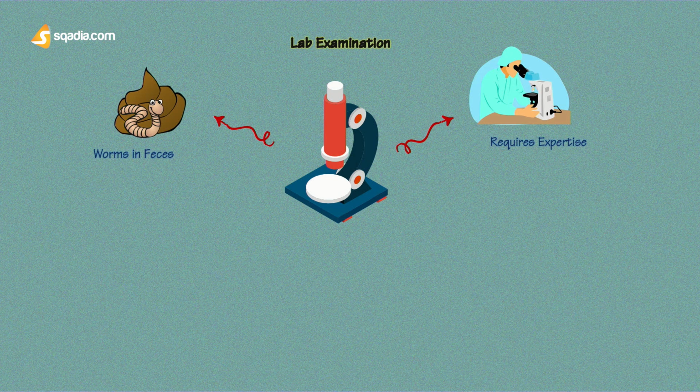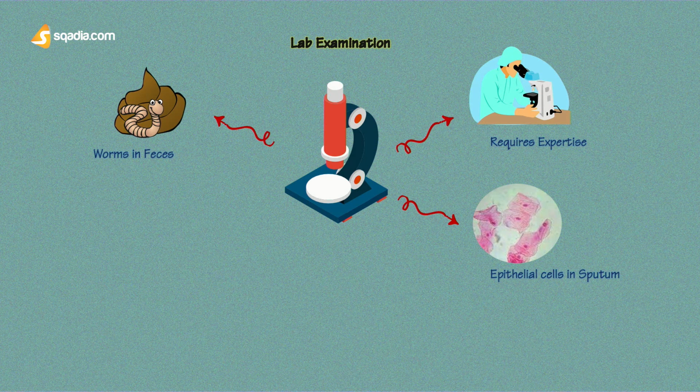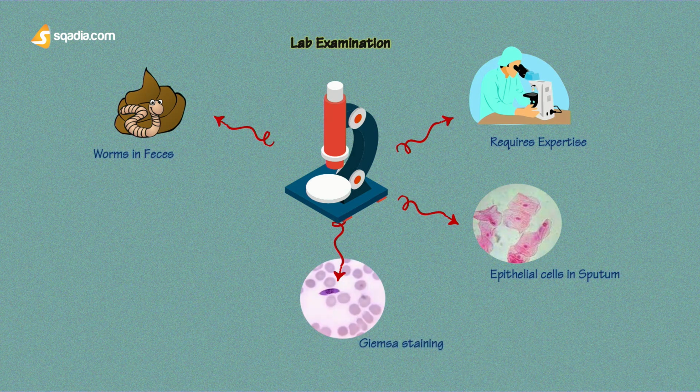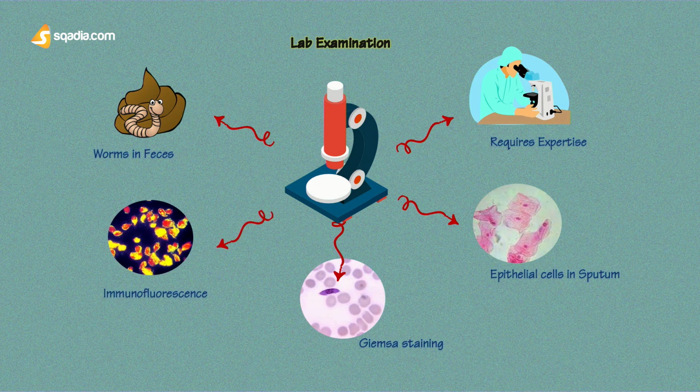Microscopy can also be used to define specimen quality, for example, identifying the salivary contamination of sputum by the presence of epithelial cells. Then we have special stains which can be used to help identify the organisms, such as Giemsa staining, which is used for blood films and tissues to identify malaria and leishmania. Immunofluorescence can provide precise identification of a pathogen by using antibodies that are directed against a specific organism.